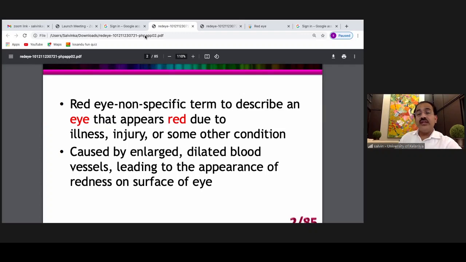In the eye, you can unmute. You may switch off the videos, but you can unmute. You can talk to me at any time.